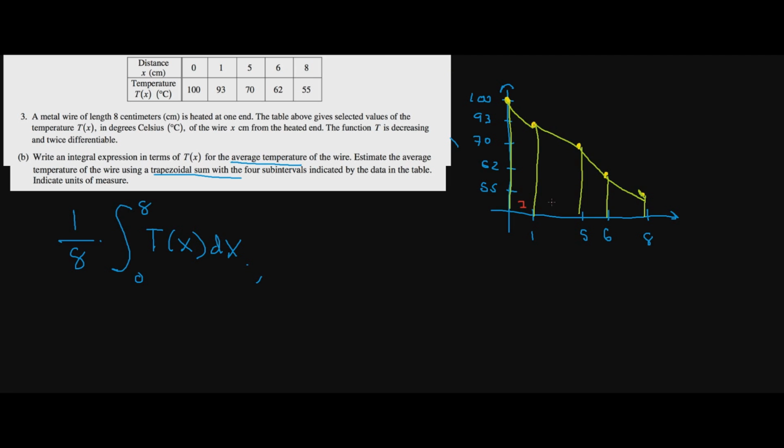This width is 1, this width is 4, this width is 1, and that width is 2. Usually I like to put the length up here, but it's a trapezoid, so we'll do some work for that. So let's go ahead and begin. 1/8 integral from 0 to 8 of T of x dx is approximately equal to, all right, well, it's a trapezoid.